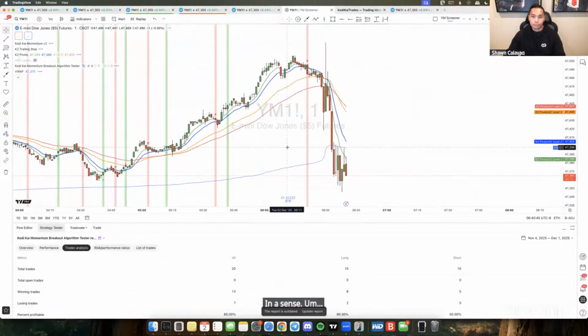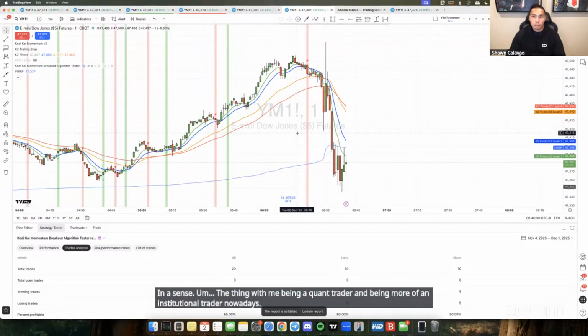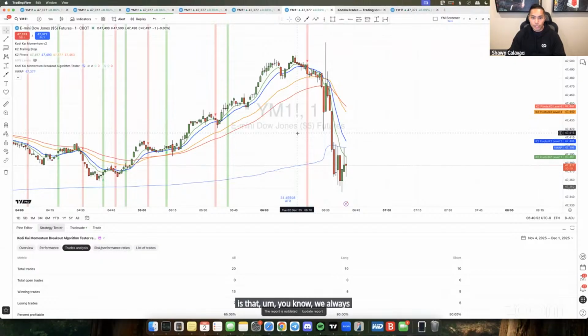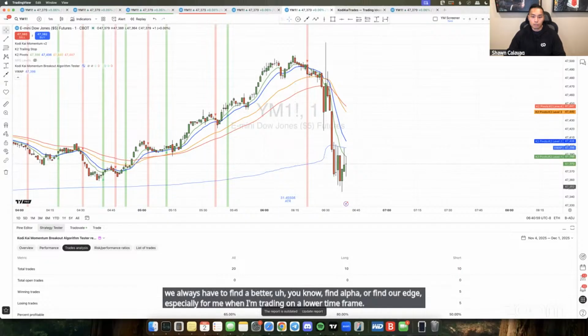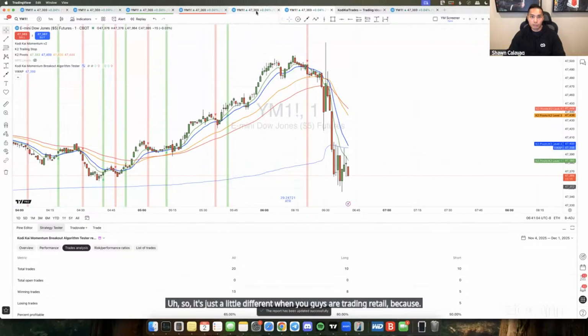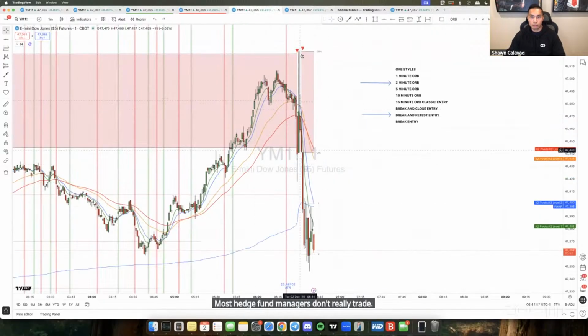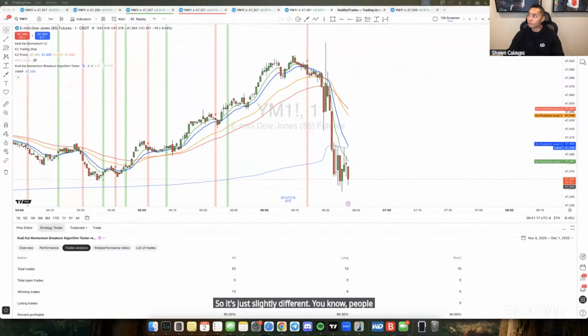The thing with me being a quant trader and being more of an institutional trader nowadays is that we always have to refine our strategy a little bit, or we always have to find alpha or find our edge, especially for me when I'm trading on a lower time frame. So it's just a little different when you guys are trading retail, because most hedge fund managers don't really trade technicals. They have some sort of quant foundation that they're looking at, and then they use the technicals as a confluence. So it's just slightly different. People trade differently on the retail side versus the institutional side.